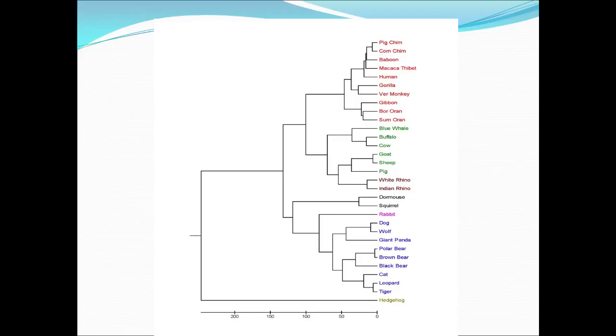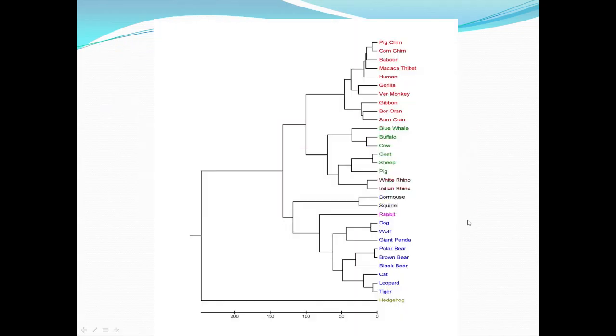So this is one example of the tree. This is the mammals data. As you can see, the data is classified correctly. For example, this one is the primates group, this is the ungulate group, and this is the carnivore group.